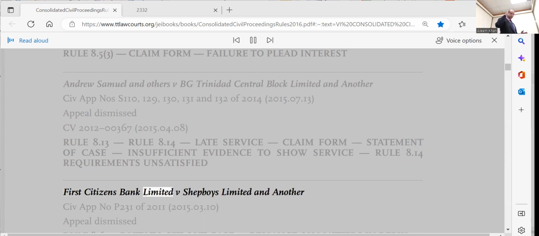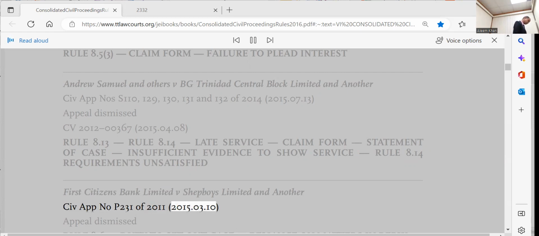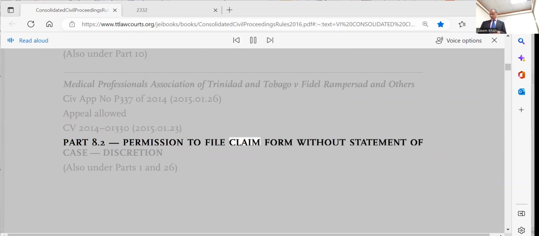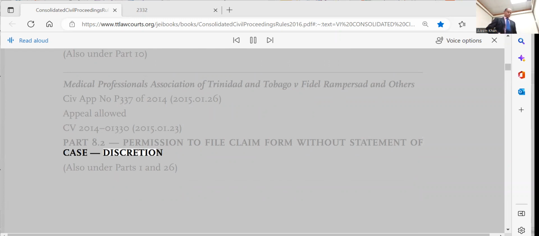First Citizens Bank Limited v. Shepboys Limited and another. Civ App No. P231 of 2011, March 10, 2015, appeal dismissed. Rule 8.6, duty to set out case, reliance on matters in reply, also under Part 10. Medical Professionals Association of Trinidad and Tobago v. Fidel Rampersad and others. Civ App No. P337 of 2014, January 26, 2015, appeal allowed. CV 2014-01330, January 23, 2015, Part 8.2, permission to file claim form without statement of case, discretion, also under Parts 1 and 26.